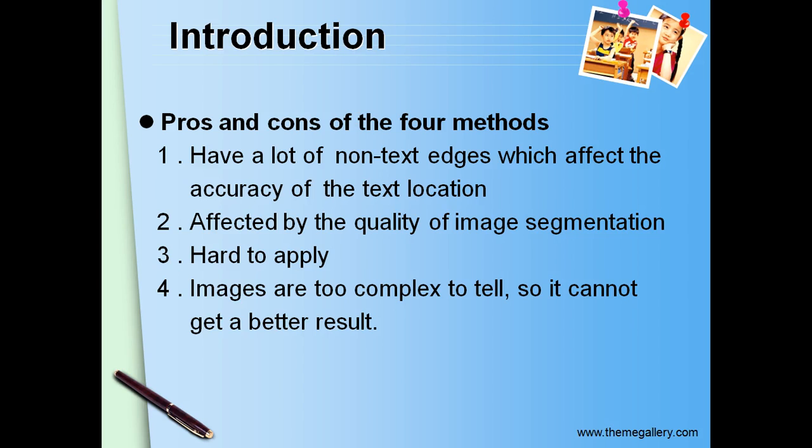For example, in many pictures or images, there are a lot of non-text edges which will affect the accuracy of the text location. Also, the quality of the image segmentation will have some influence. Also, some pictures may be too complex to tell, so it cannot get a better result.